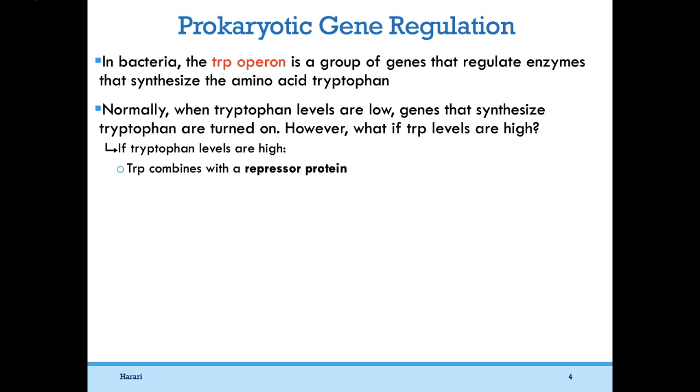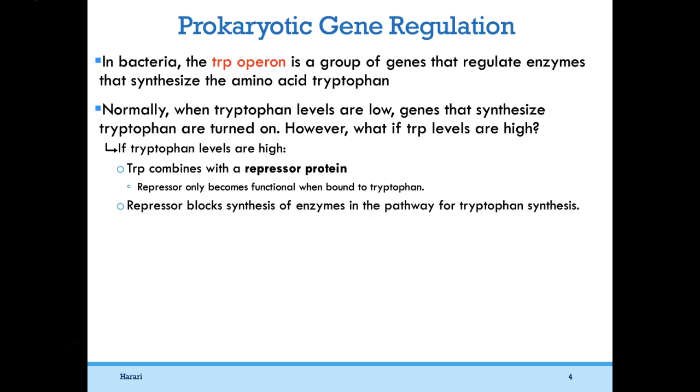Tryptophan itself, the amino acid, combines with a special protein called a repressor protein. So when there's so much of it, the tryptophan combines with a protein called a repressor protein. And the repressor protein is only functional when tryptophan is present. What happens is that the repressor will block the synthesis of enzymes that can make more tryptophan. So this is a good feedback loop. This is like a negative feedback. If there's enough tryptophan, it will bind with the repressor protein to stop the production of more tryptophan.